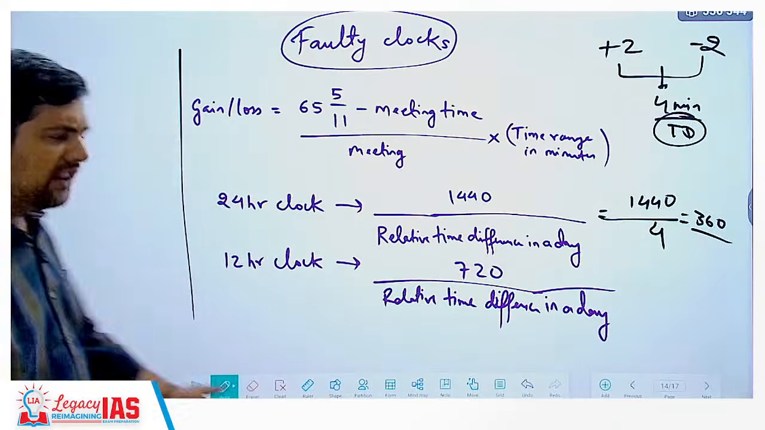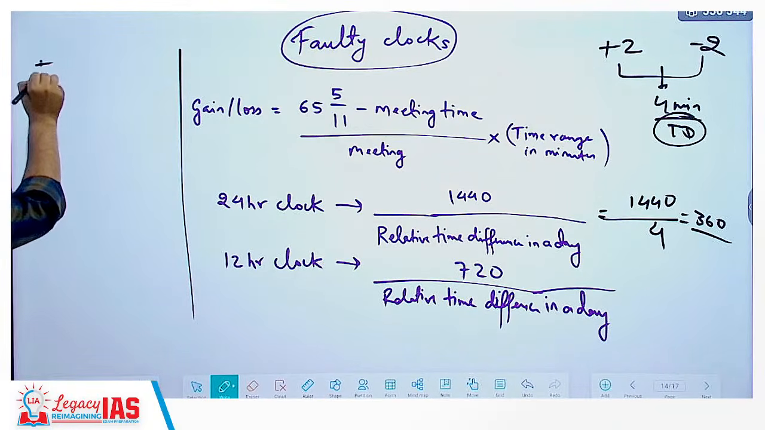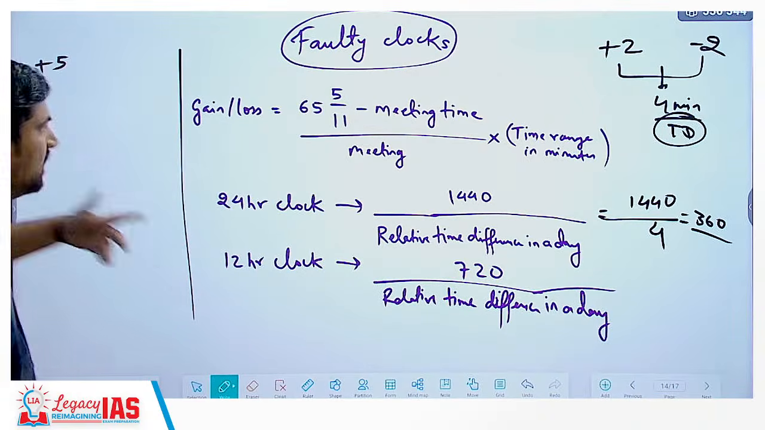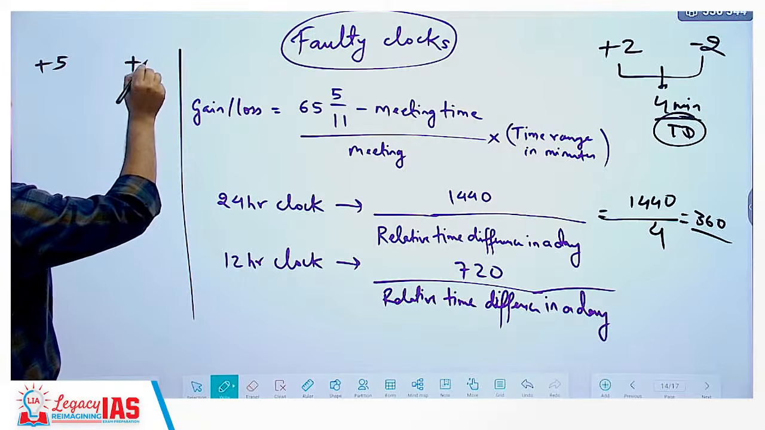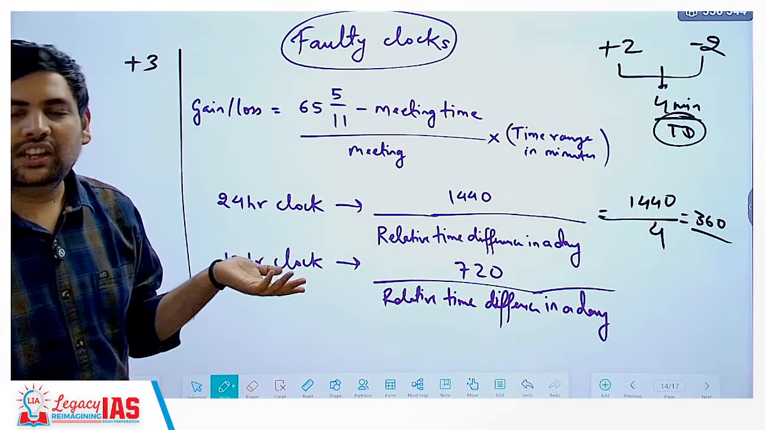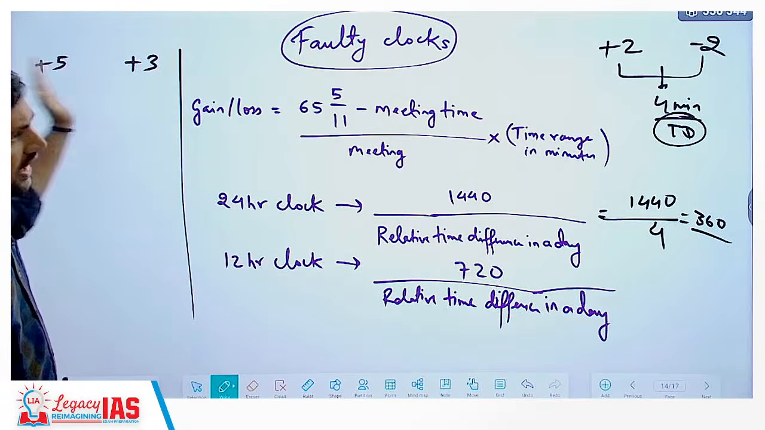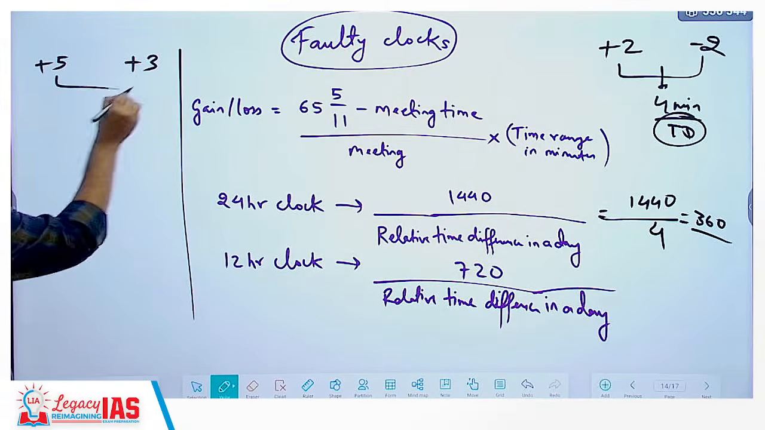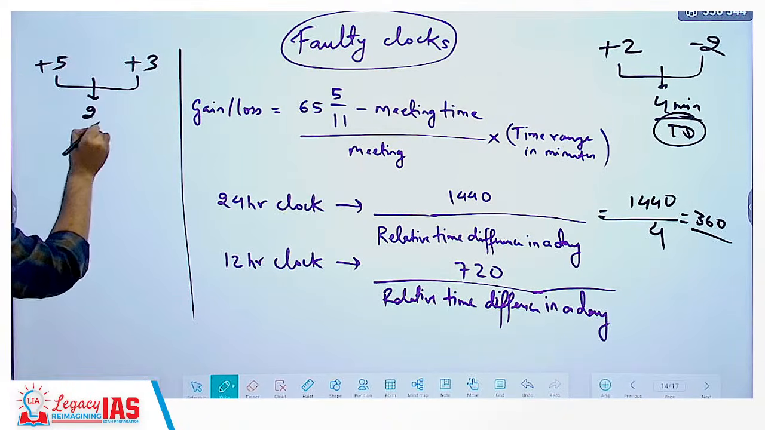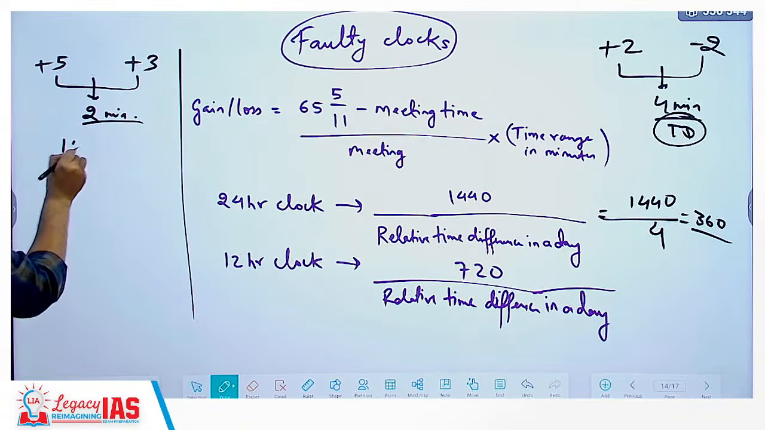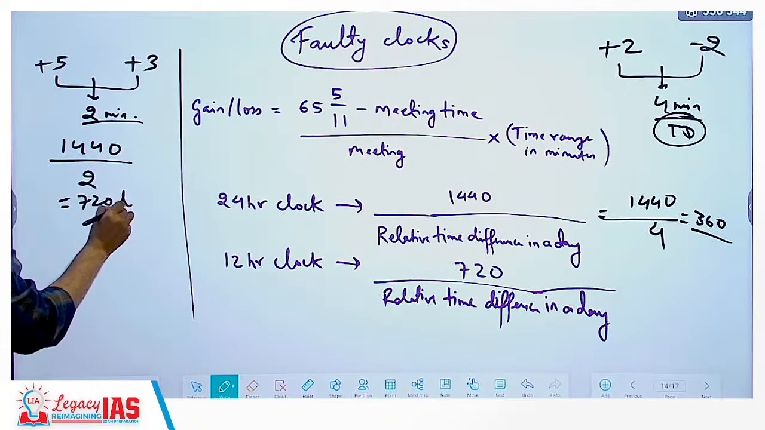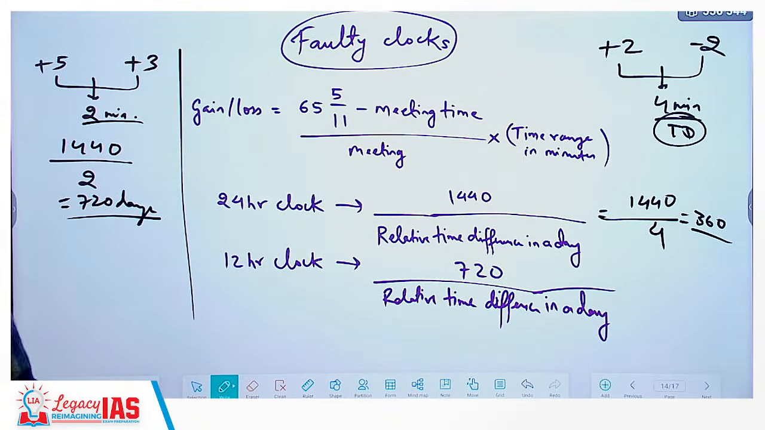Now if I say that one of the clocks becomes 5 minutes fast every day, the other clock, let's say, becomes 3 minutes fast every day, then when will they meet? What do you have to do? Again you have to take the relative time difference. What is the relative time difference? 5 and 3, correct? So 5 minus 3, the relative time difference is 2 minutes. If it is a 24-hour clock, 1440 by 2, that means in 720 days you will get this.